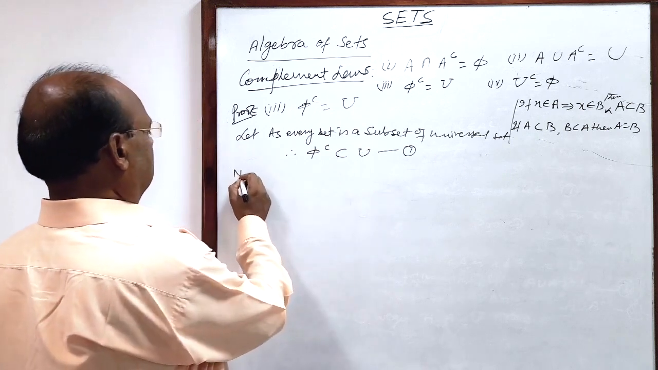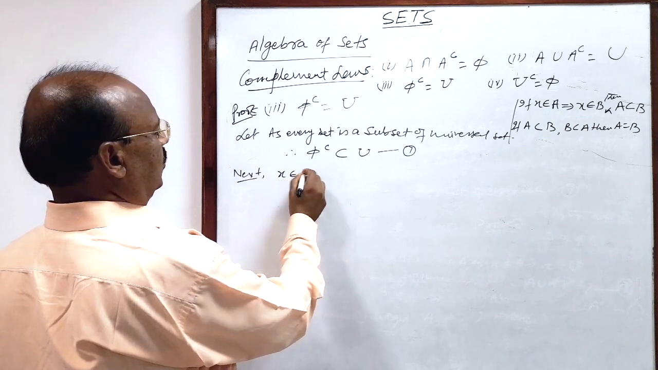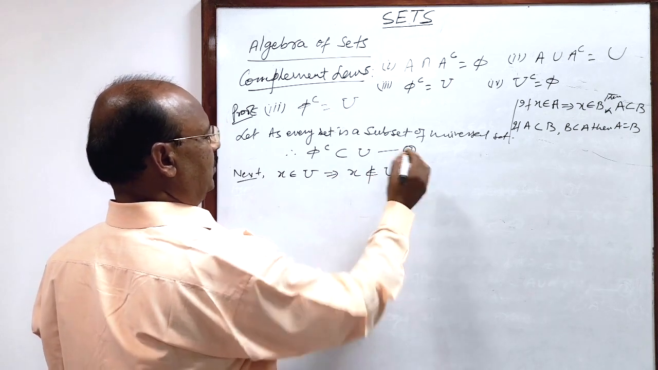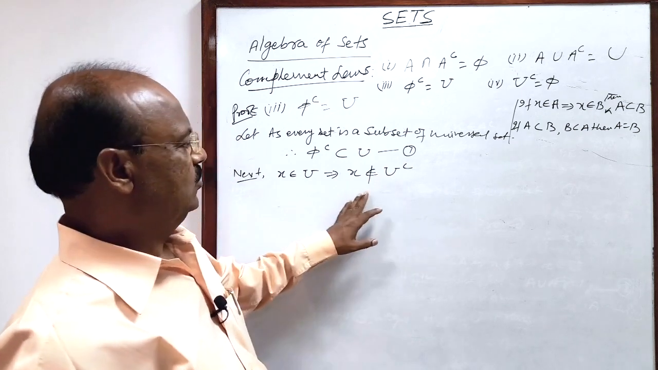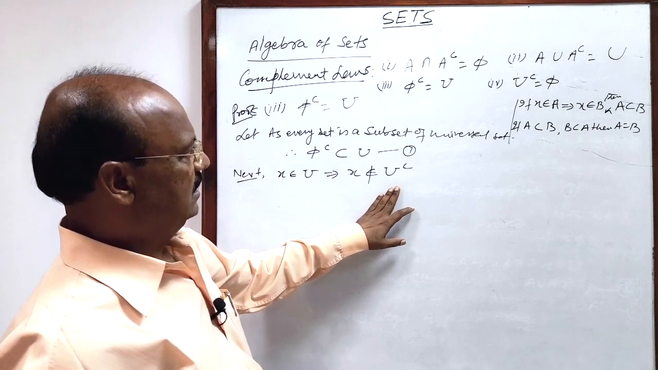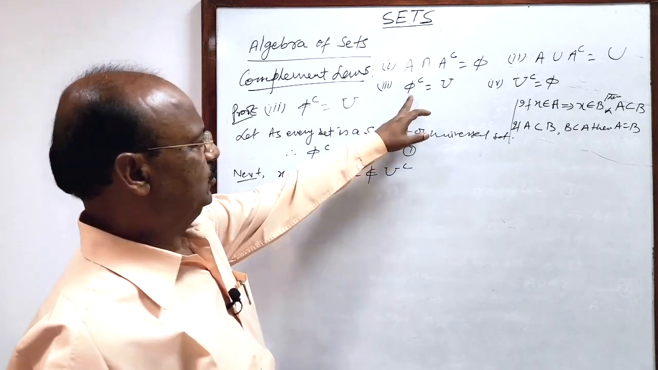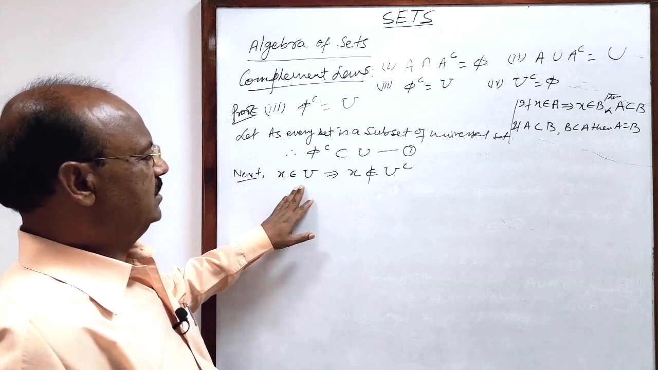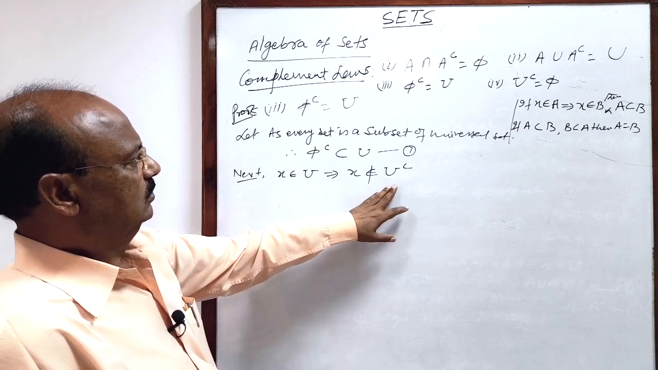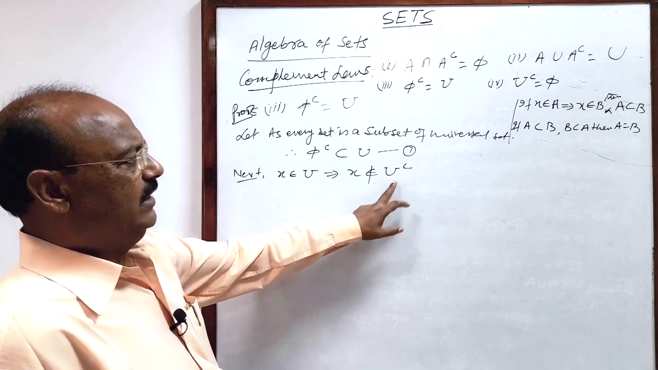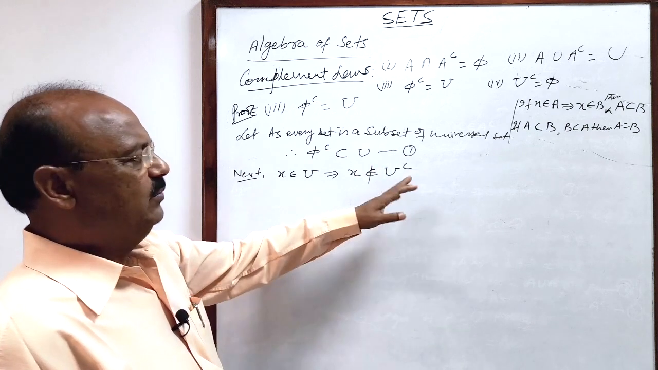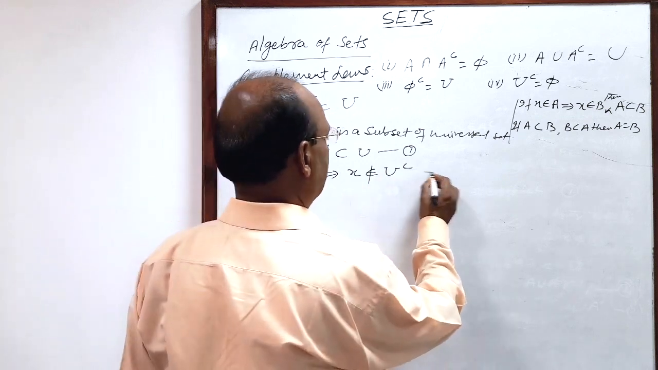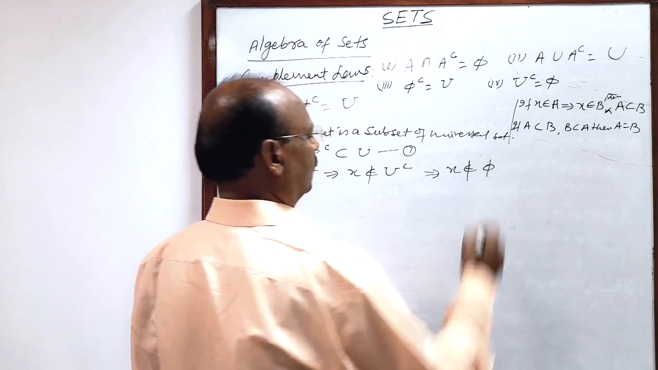Now let us start with the right hand side. Next let X belong to the universal set. This implies that X does not belong to the complement of the universal set. Okay? Here we have to show that the universal set is a subset of phi complement. Here X belonging to the universal set shows that X does not belong to the complement of the universal set. And you know the complement of the universal set is the null set. Complement means subtraction of that set from the universal set. So the universal set will be subtracted from the universal set itself. So that is the null set. So this implies that X does not belong to the null set.